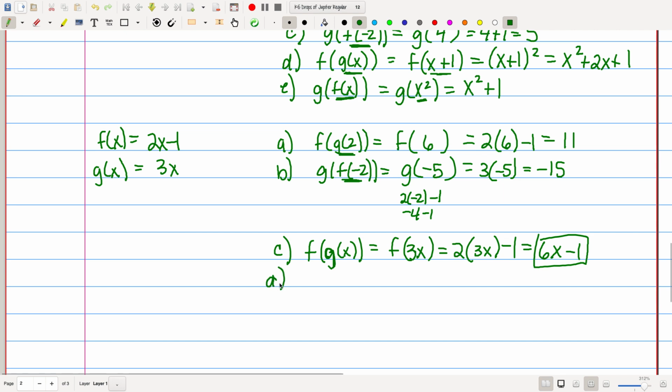Last one. Let's say I have g of f of x, okay? And again, these are called composite functions. So now I'm going to start with f of x, which is 2x minus 1, and I'm going to plug that in right here for x. So I'm going to keep my 3, and I'm plugging in 2x minus 1. And then the only thing I can really do here is distribute and get 6x minus 3. Okay, so that is as far as you can go.